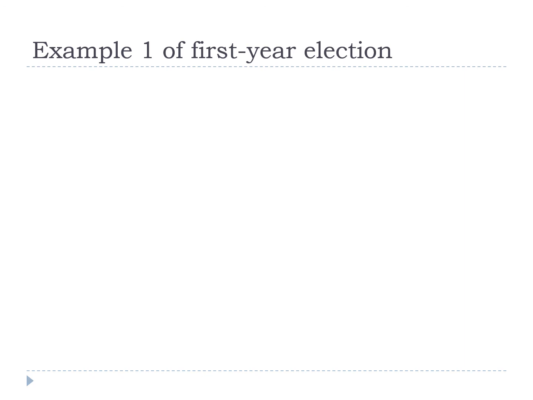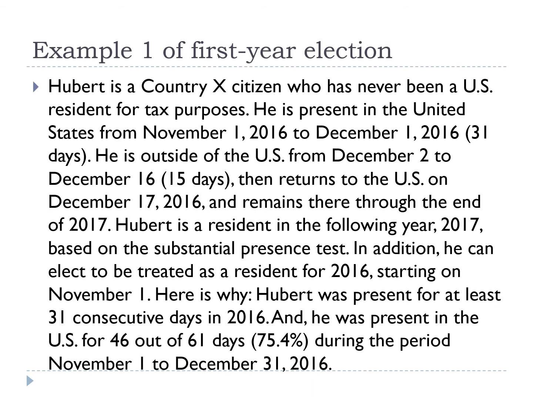Here's an example of the first-year election. Hubert is a foreign ex-citizen who has never been a U.S. resident for tax purposes. He's present in the United States from November 1, 2016 to December 1, 2016, which is 31 days. He is outside of the United States from December 2nd to December 16, 15 days, and then returned to the U.S. on December 17th, 2016, and remains there through the end of 2017.